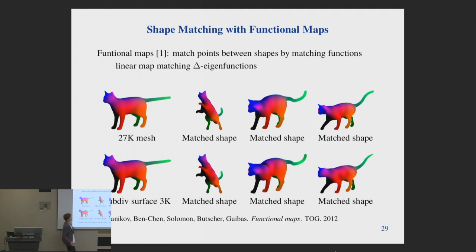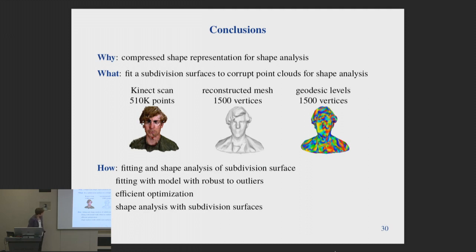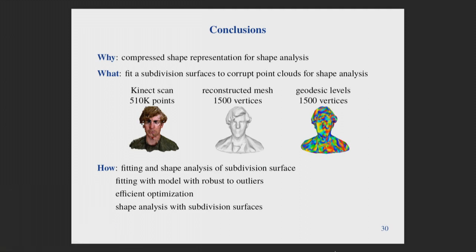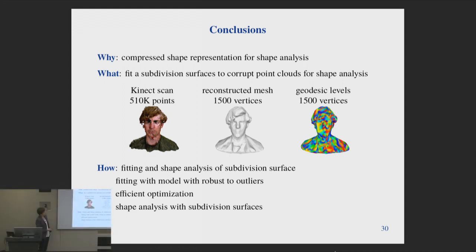And to be honest, we still have problems at the tails of the cats because we have extraordinary vertices. So yes, it works, but it's more of a proof of concept than a final technique we can use right now. That brings me more or less to the end of the talk, where we define a technique to do shape analysis in a compressed representation. Most of the work ended up going into fitting a subdivision surface robustly and efficiently into a point cloud, and then seeing how shape analysis translates there.